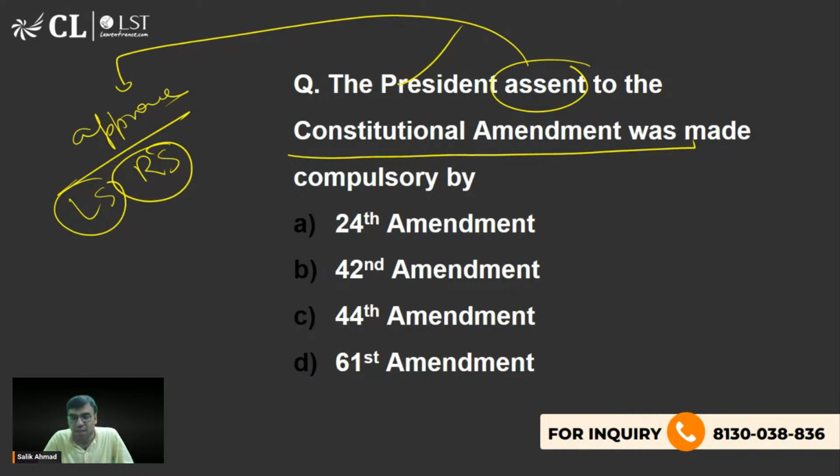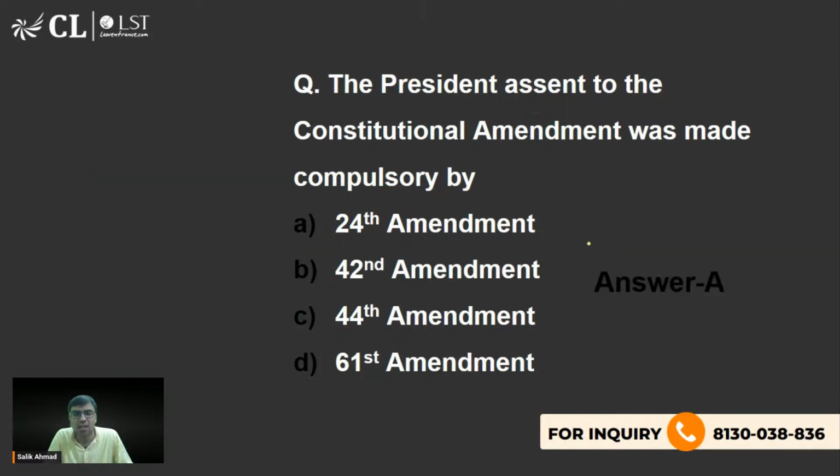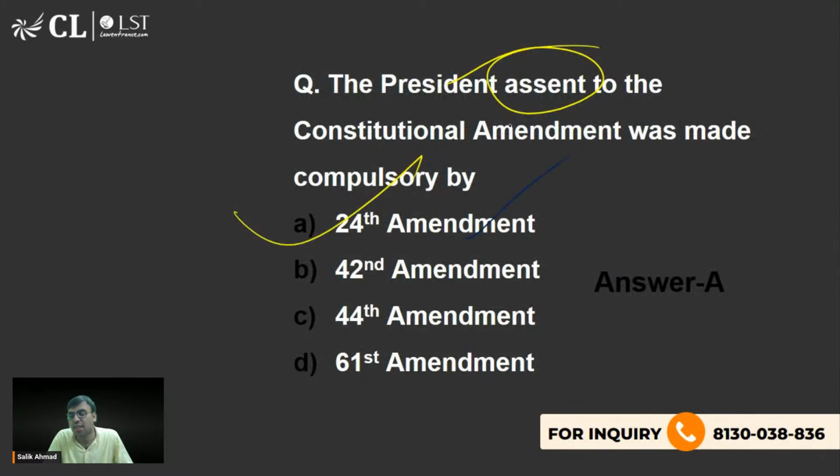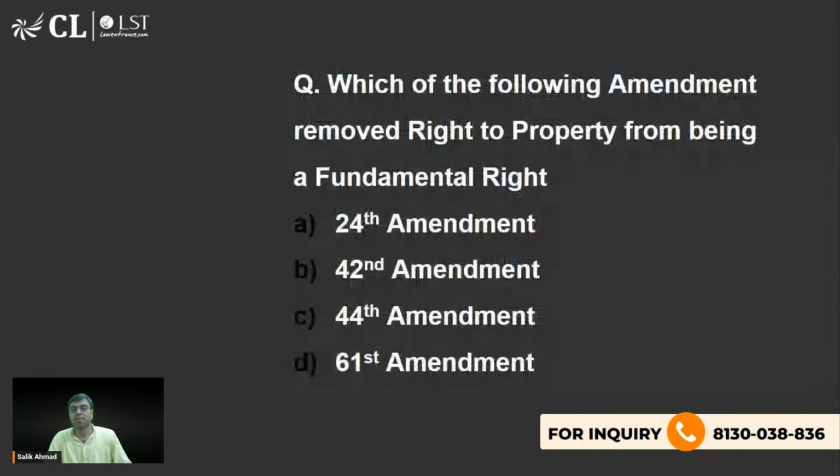The right answer is the 24th Amendment, 1971. That was very famous. Basically, it was brought to ensure that the president should approve this. The 24th Amendment allows Parliament to amend the Constitution to limit fundamental rights. It provided that the president is bound to sign it. So A is the right answer to this question.